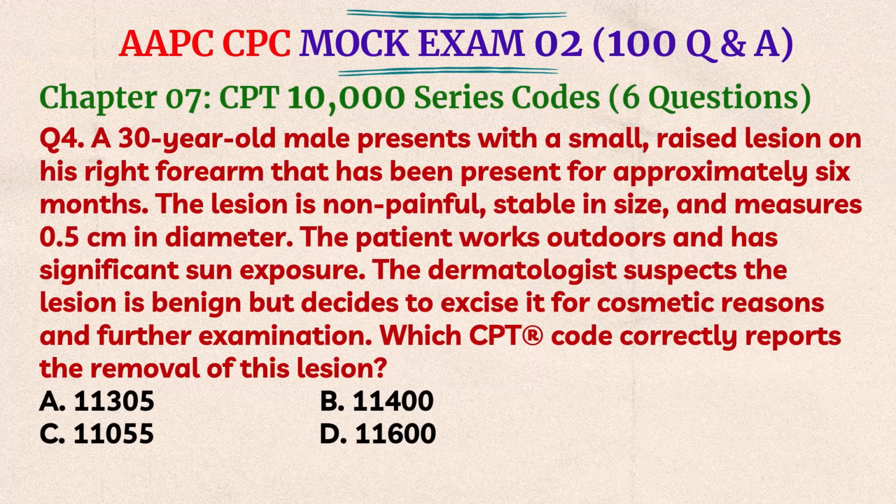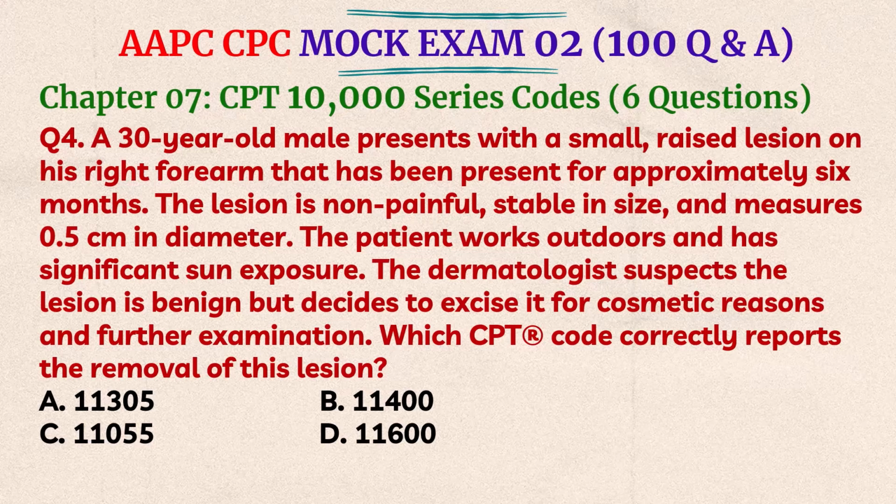Question number 4. A 30-year-old male presents with a small raised lesion on his right forearm that has been present for approximately 6 months. The lesion is not painful, stable in size, and measures 0.5 centimeter in diameter. The patient works outdoors and has significant sun exposure. The dermatologist suspects the lesion is benign but decides to excise it for cosmetic reasons and further examination. Which CPT code correctly reports the removal of this lesion?